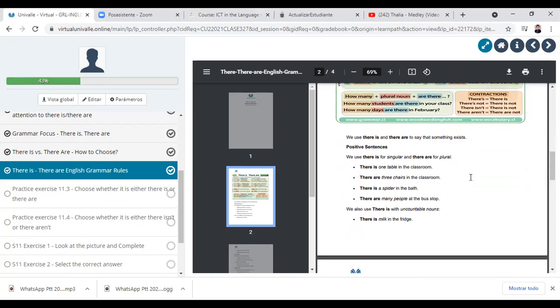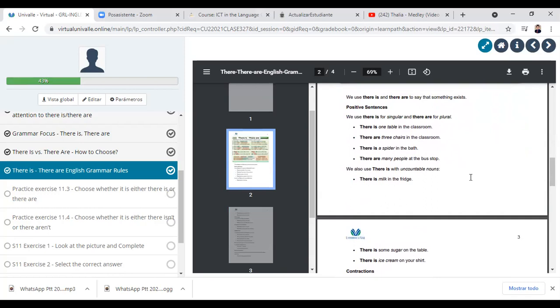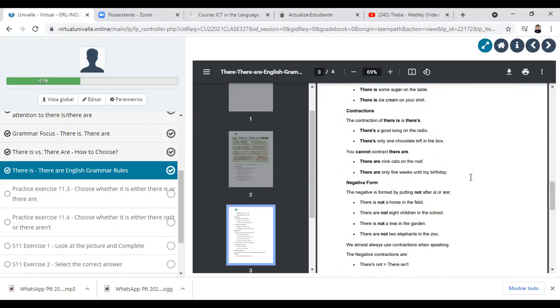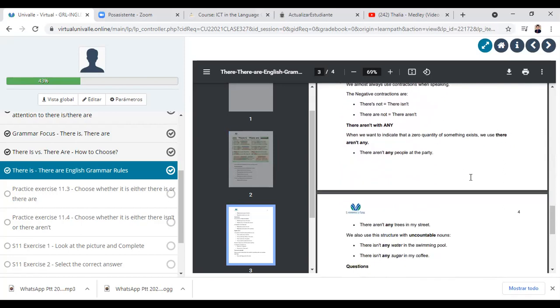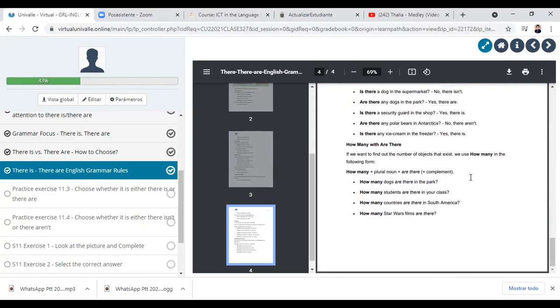And then we use there is and there are to say something exists. In a positive sentence, we use there is for singular and there are for plural. There is one table, there are three chairs, there is one spider, there are many people, and so on. And then we have contractions, the negative, and the interrogative or question form. Okay, guys, we use how many for countable nouns, and also if we want to find out the number of objects that exist, we use how many in the following form, and so on.